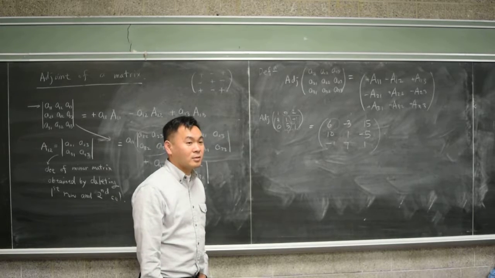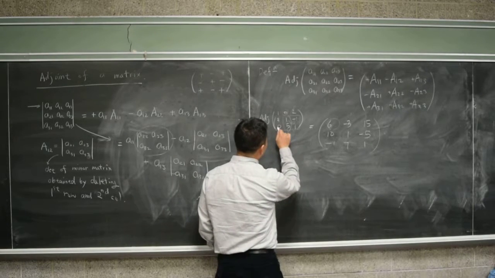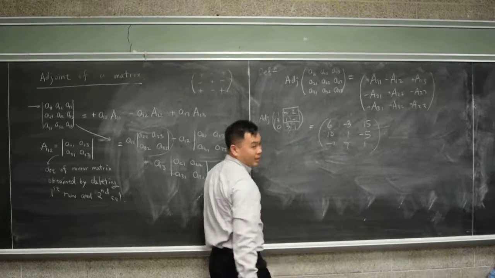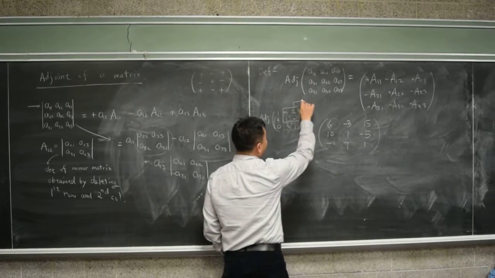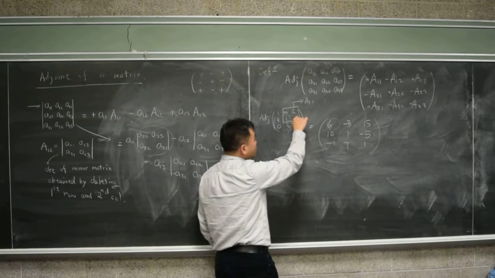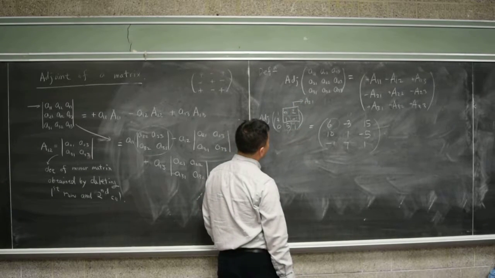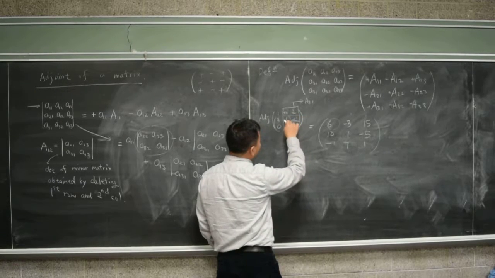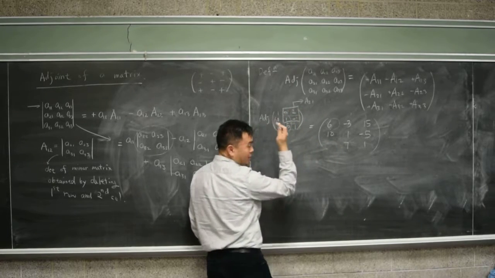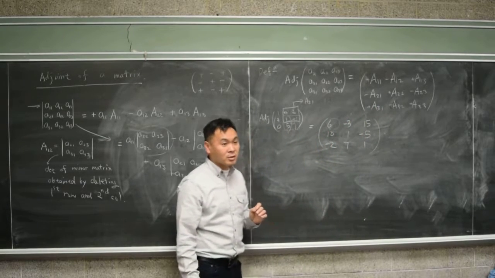For A31, I made a mistake. Let's see, this is capital A31. I need to take the determinant of this. 0 times -1 is 0. Oh, you're right. So it's -2, 1 times 2 is -2. The checkerboard of signs doesn't do anything else.